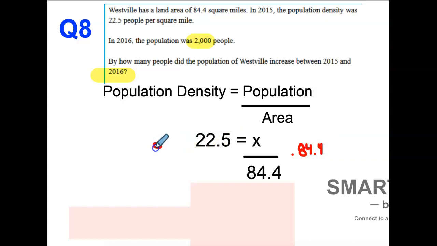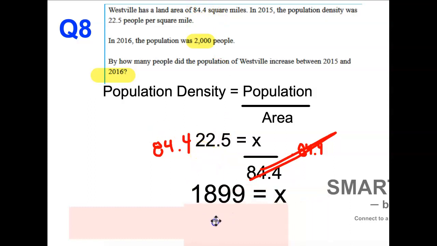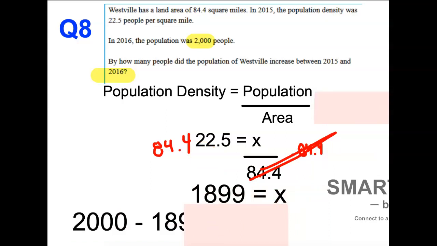Remember, whatever you do to one side of the equation, you have to do to the other side. On the right-hand side, these 84.4s are just going to make a big 1. We have one on the top and one on the bottom. We can't cross them out, they turn into a big 1. So then we have x is equal to whatever 84.4 times 22.5 is. When we do that, we get x is equal to 1,899.